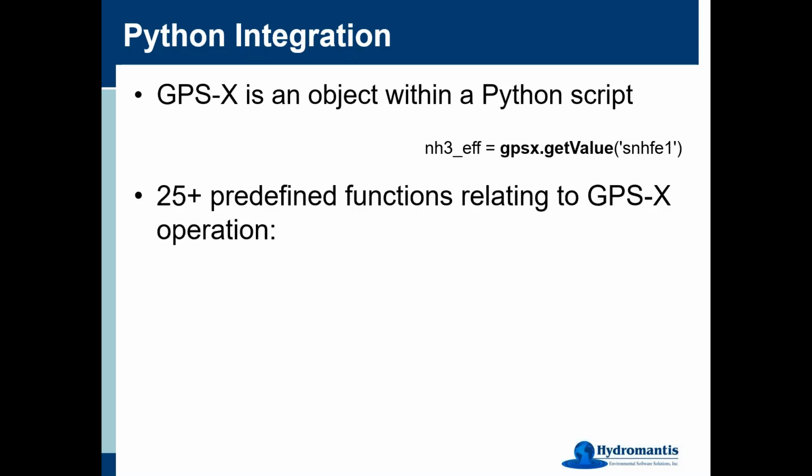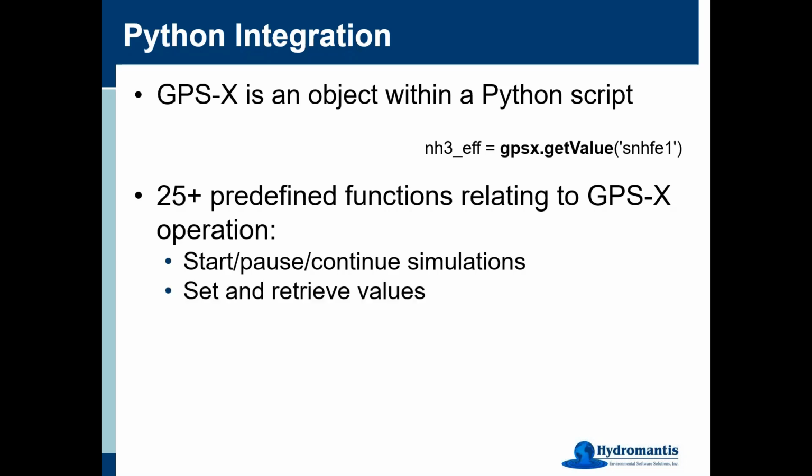There are, in fact, 25 predefined functions relating to GPSX operation that allow you to do things like start, pause, and continue the simulations, and reset all of the values. You can set parameter values, so input into the GPSX model. You can retrieve the results back into your Python script. And as far as the interface goes, you can actually activate parts of the interface from the Python script itself.